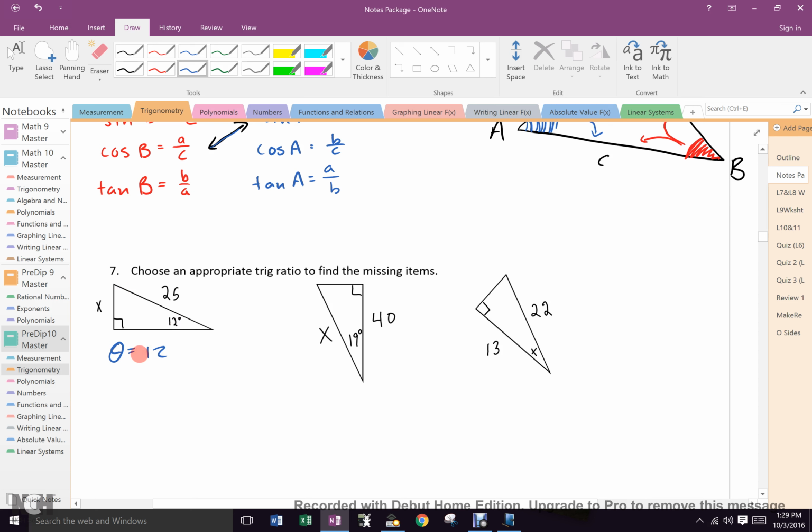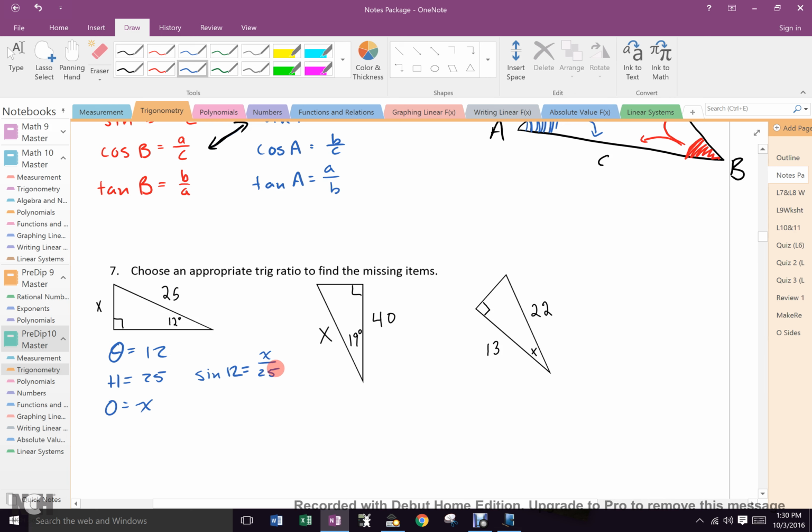Okay. So theta is the angle that I know. What else do I know in this triangle? I have a hypotenuse of 25, and I need an opposite that is unknown. So now all I need to do trigonometry is choose the one of the three that uses O and H. And what is it? Sine of 12 equals O, which is X, over H, which is 25.